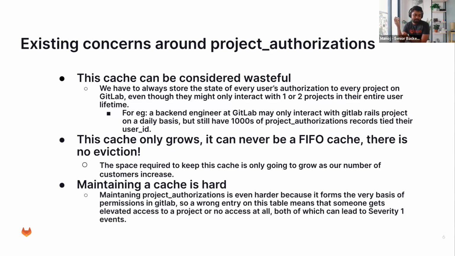Next, maintaining any cache is hard, but maintaining the cache of project authorizations is doubly hard because any problem in this table is a severity 1 issue. If the access levels differ, then somebody is going to get elevated access or somebody is not going to get the proper access. So all of this can be considered a severity 1 issue, and we have to be very careful while dealing with project authorizations. Any questions thus far?